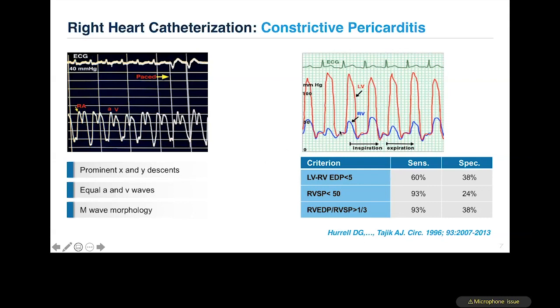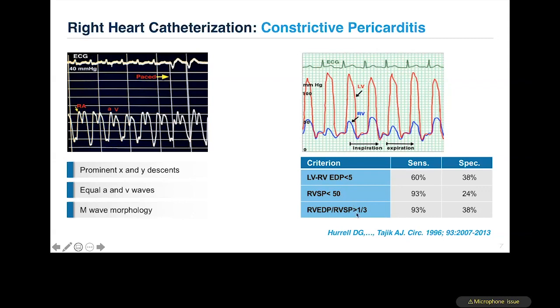And when you do the cardiac pressure measurements, there are certain characteristic features that were in the past described. For example, equalization of the LV and the RV diastolic pressure. Typically, the right ventricular systolic pressure and the PA pressures are not very high in constrictive pericarditis, so less than 50 millimeters mercury.